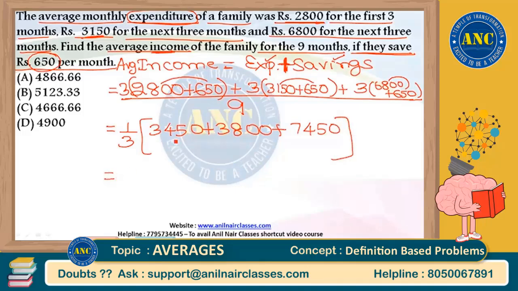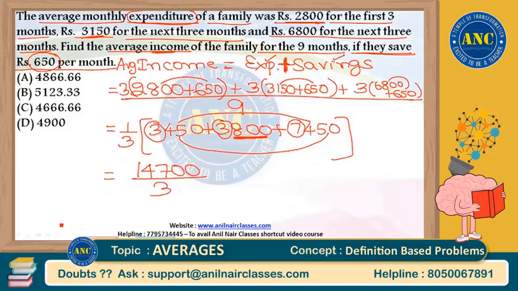Now, if I add this further, 3,450 plus 7,450. Forget about 450. 3000 plus 3000 is 6000. 6000 plus 7000 is 13,000. 450 plus 450 is 900. 13,900 followed by addition with 800. 14,700 divided by 3.